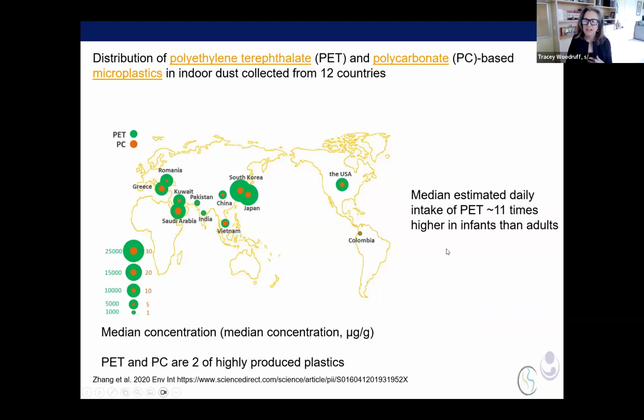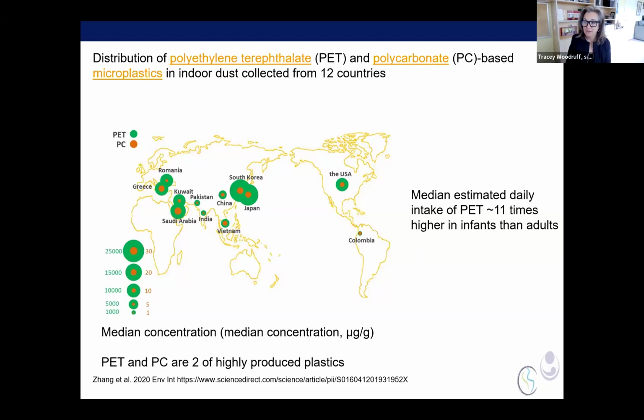But the important part is that they also estimated, if you're finding this in dust, you can use EPA tools to estimate what the exposures are. And while a lot of studies measuring microplastics in people have focused primarily on adults, you can see that the estimates are that children, particularly toddlers, would have much higher exposure to microplastics due to the fact that they're crawling around on the floor, putting their hands in their mouth and coming into contact with dust.